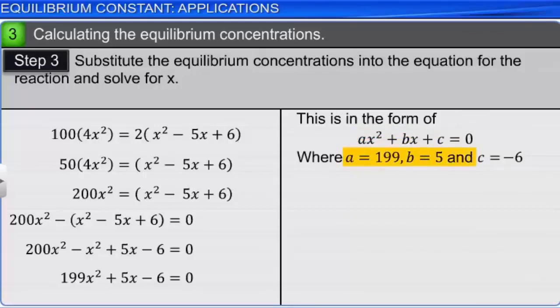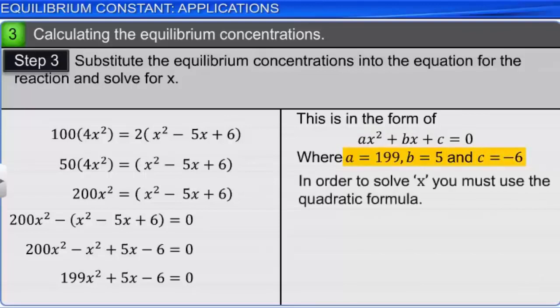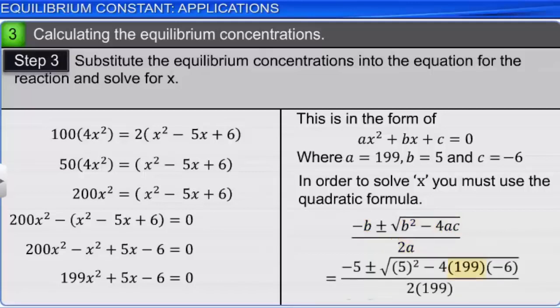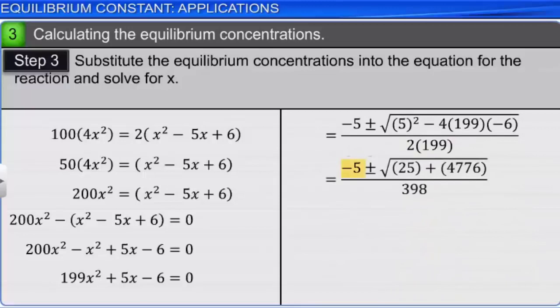In order to solve for x, you must use the formula x is equal to minus b plus or minus square root of b² minus 4ac, divided by 2a. On substituting the values of a, b and c, we get minus 5 plus or minus square root of 5² minus 4 multiplied by 199 multiplied by minus 6, divided by 2 multiplied by 199. This can be written as minus 5 plus or minus square root of 25 plus 4,776, divided by 398. This can be further written as minus 5 plus or minus square root of 4,801, divided by 398.